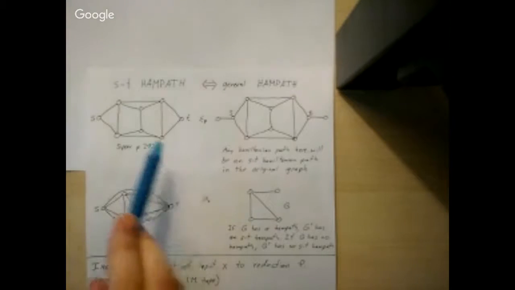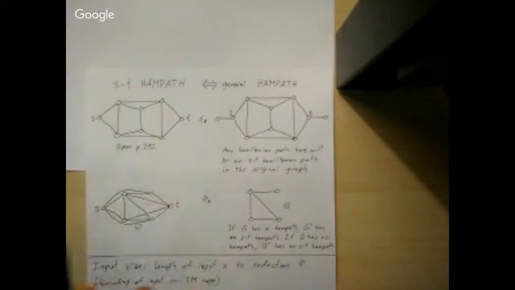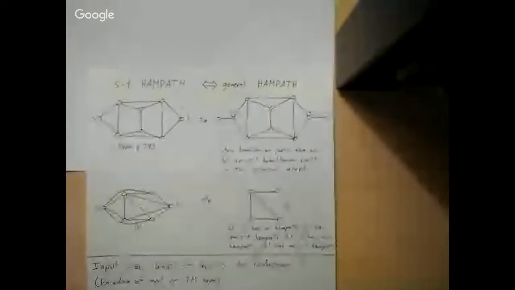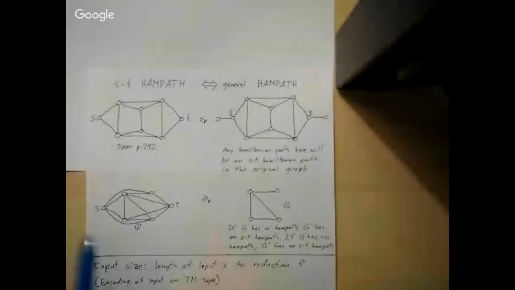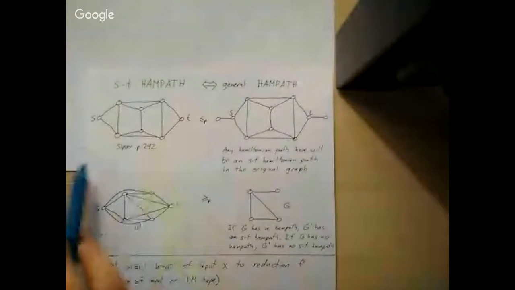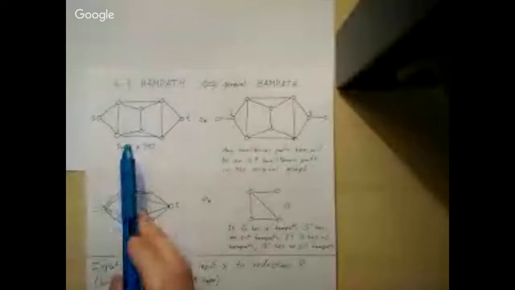So here I just formalize a reduction for these, reducing one to the other in both directions to show that they really are equivalent. For this first example, I took the graph from page 292 of Sipser that has the ST Hamiltonian path problem.